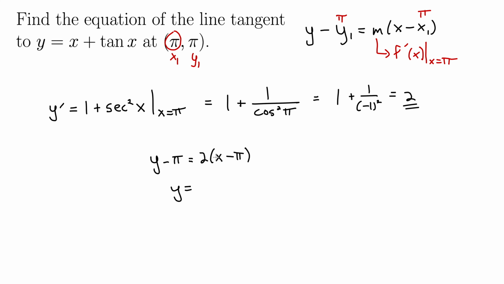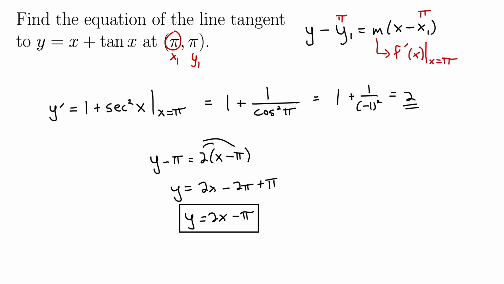So I'm going to distribute this 2, and then I'm going to add this pi to both sides. So we have y equals 2x minus 2 pi. Look at that. This really comes out nicely. Plus pi. So finally, y equals, how about 2x minus pi? That ought to do it.